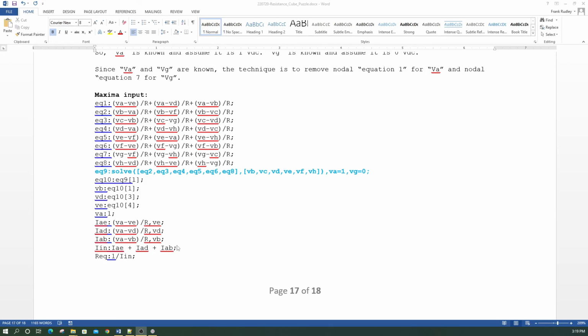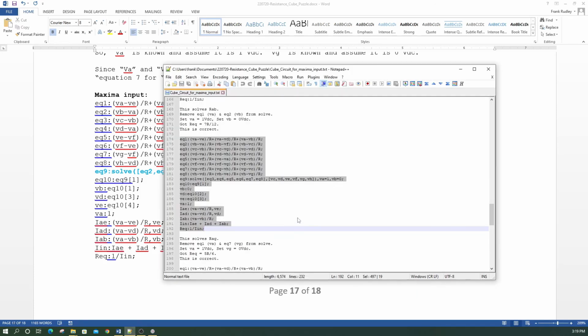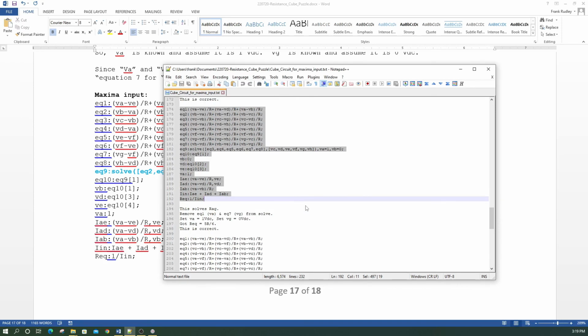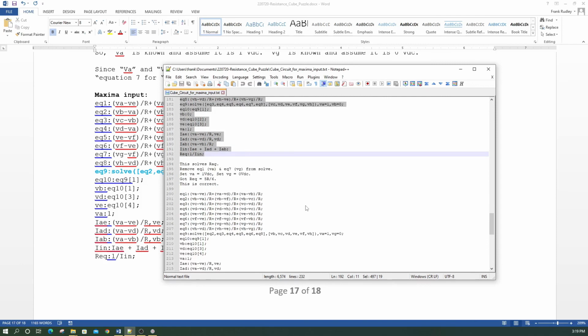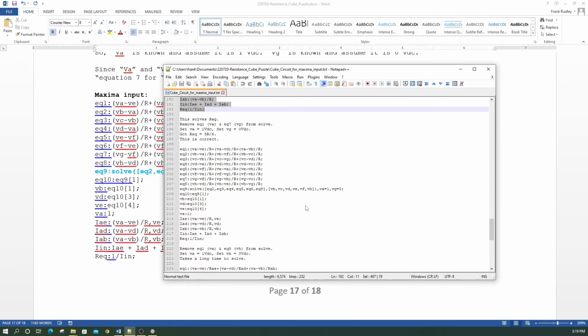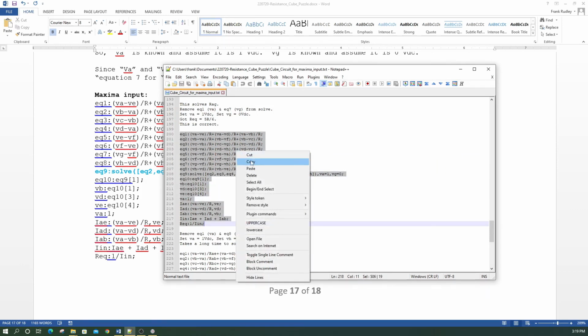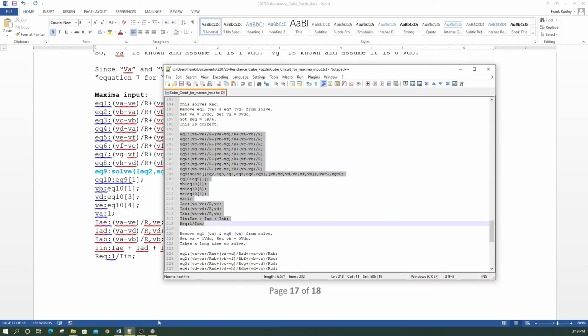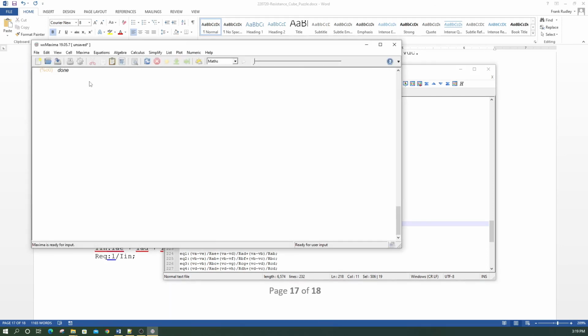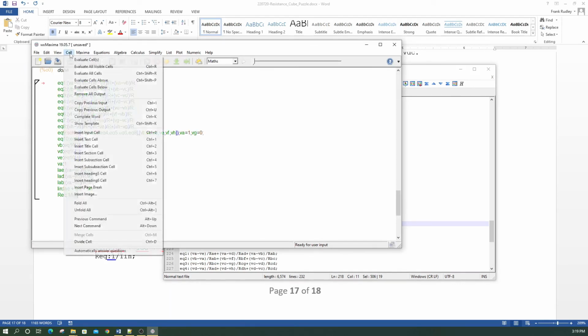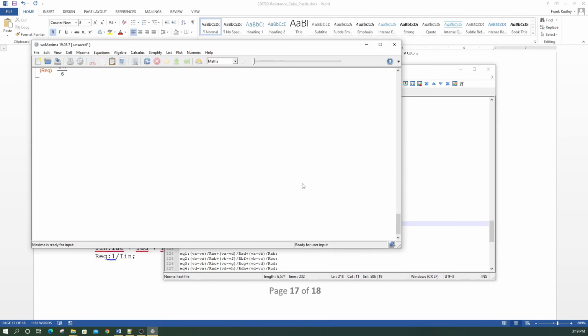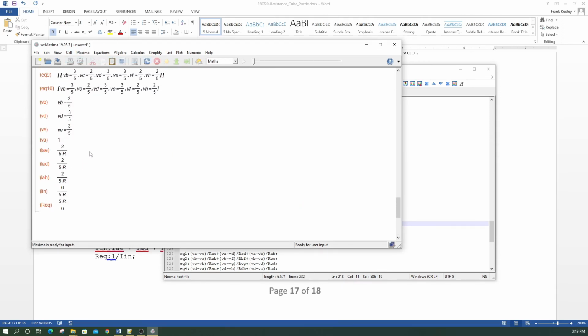I'm going to show you this example using Maxima. I saved it in a text file, going to A to G, node A to G. So I grab the text, copy it, and paste it into Maxima, and then I'm going to solve it like this. Evaluate cell. Ta-da! I get 5R over 6.